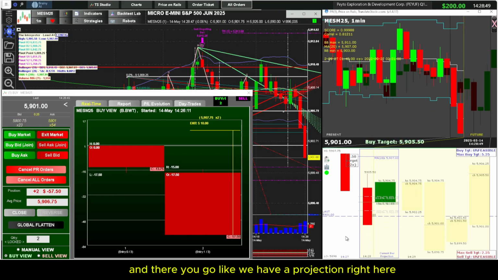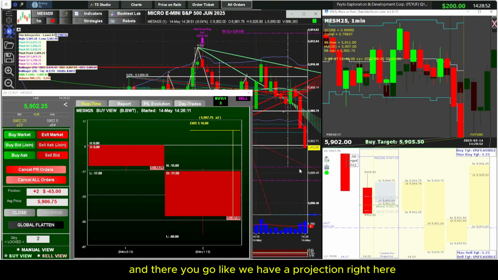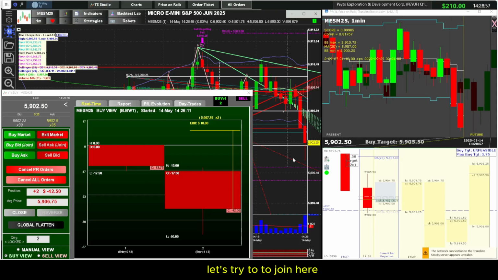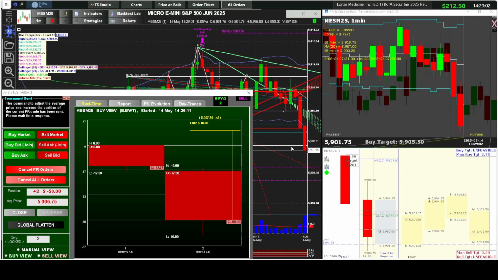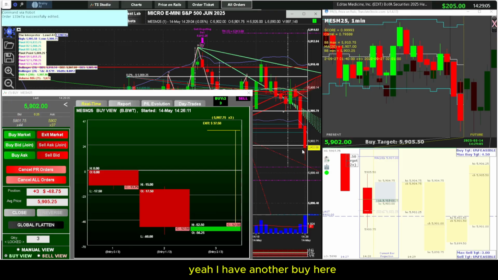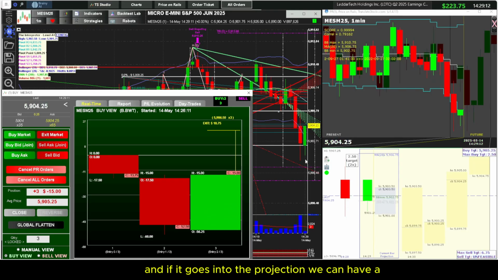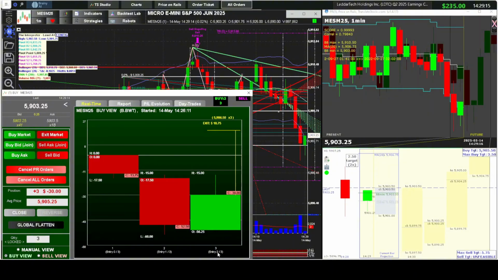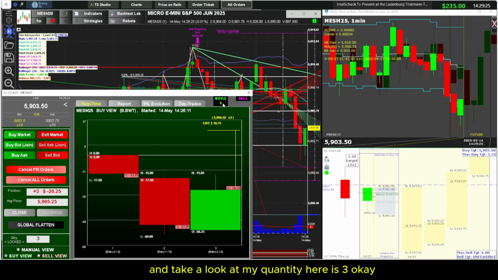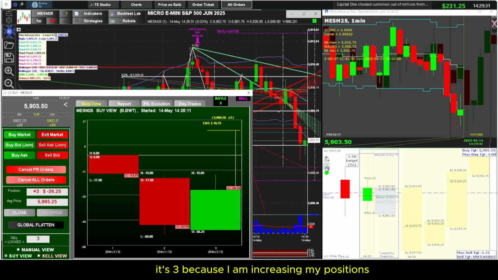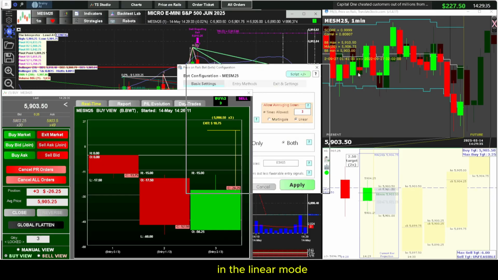And there it goes, we have a projection right here. So we can make another buy. Let's try to join here. Yeah, I have another buy here. And if it goes until the projection, we can have a last entry. And take a look, my quantity here is 3. It's 3 because I am increasing my positions in linear mode.